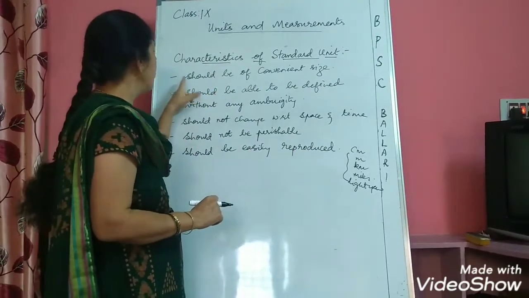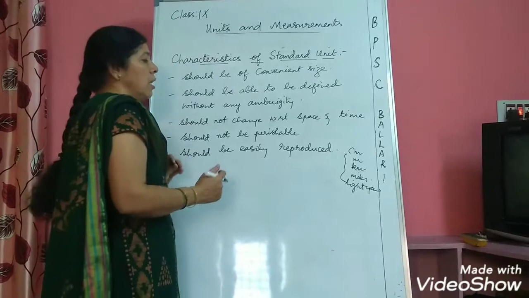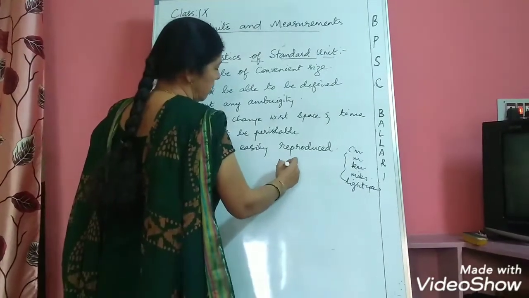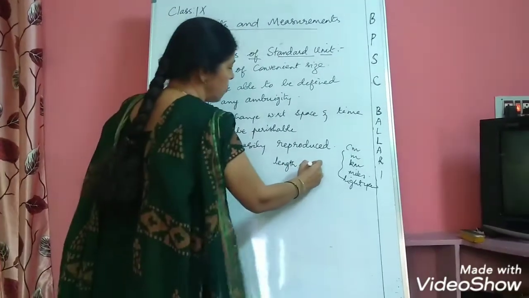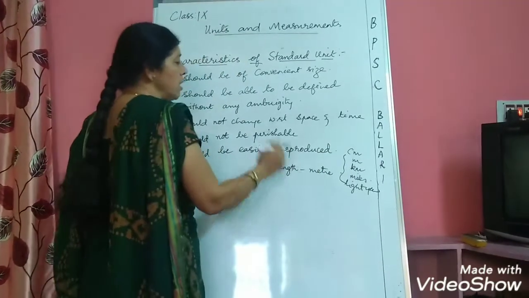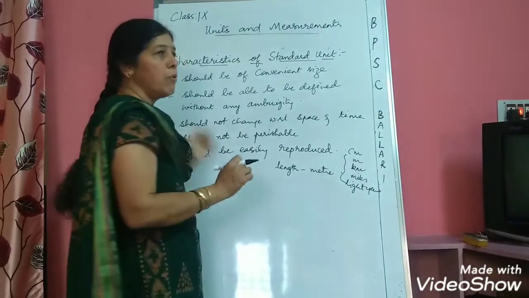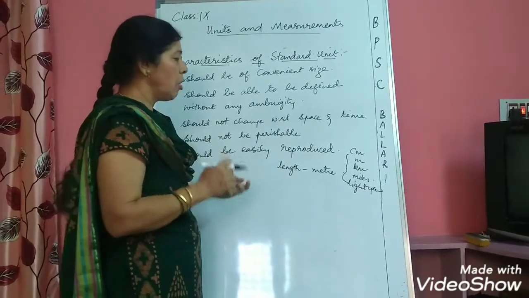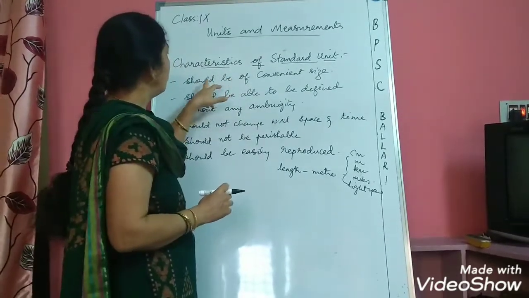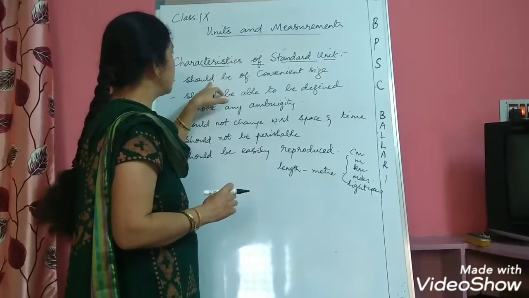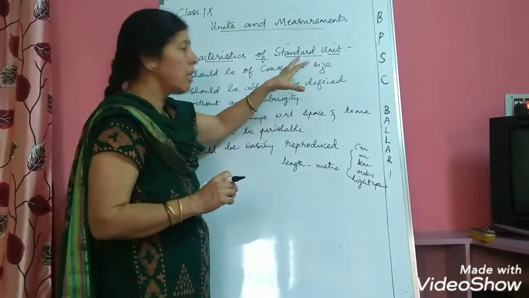I have listed them here. A standard unit should be of convenient size. For example, to measure length, we use the standard unit according to Standard International, that is the meter. All of us have seen a meter scale, either in physics labs, or if you go to a textile shop, there you can see the shopkeeper using a meter scale to cut 1 meter of cloth. So, one of the most important characteristics of a standard unit is that it should be of convenient size. The size of the standard unit should be very convenient.